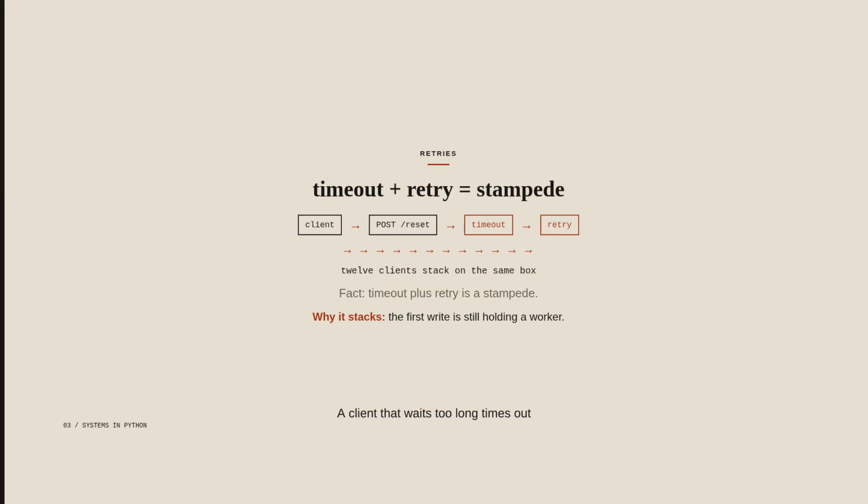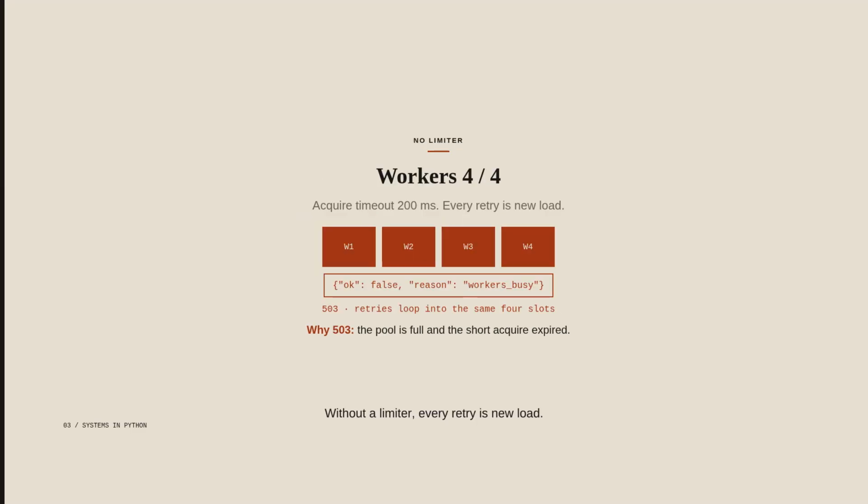A client that waits too long times out and retries. 12 clients do the same. The retries are not a second wave. They land on top of the work that is still running. That is the stampede. The first write is still the hash and the row, and the retry does not know that. Without a limiter, every retry is new load.